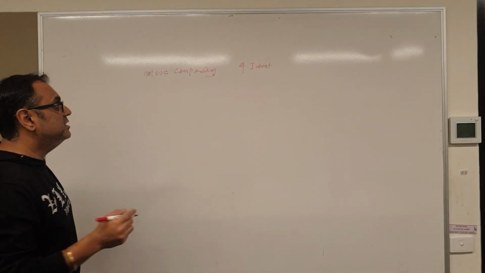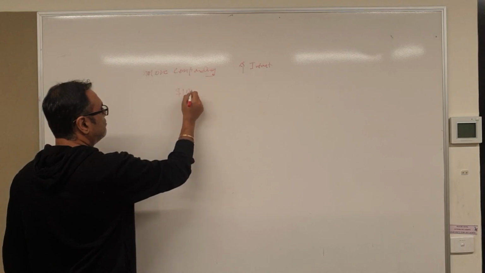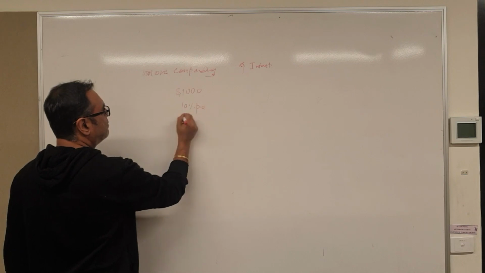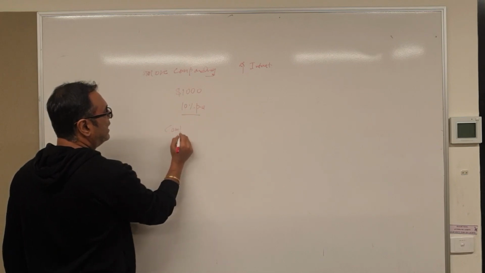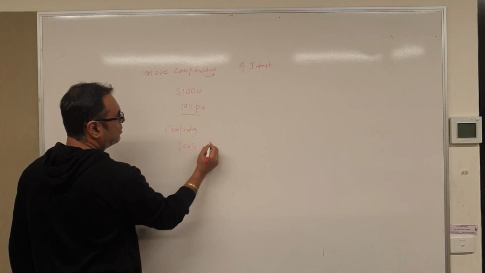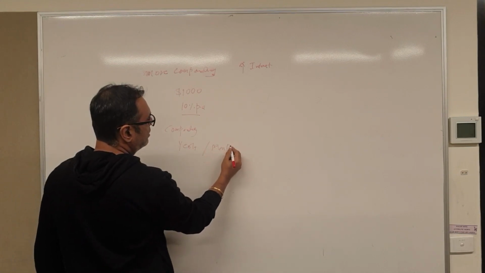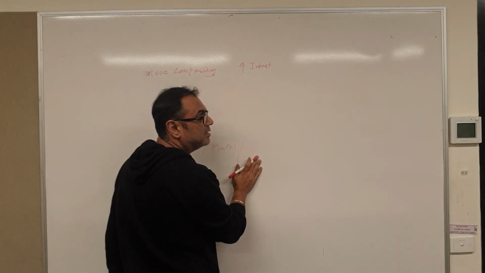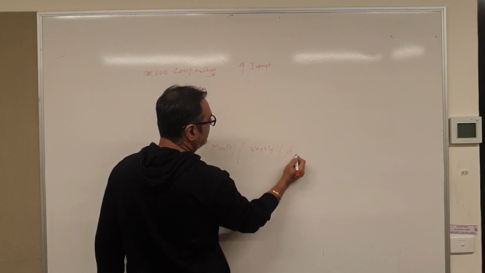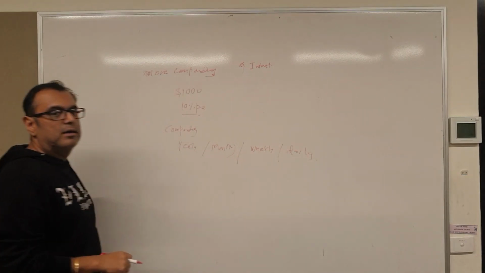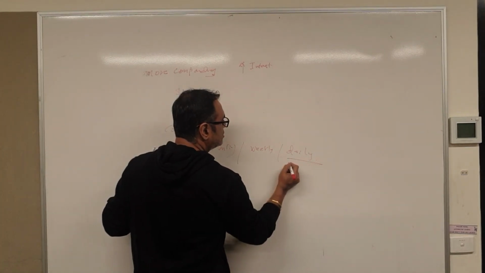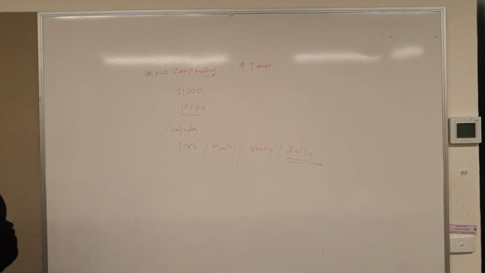So if a person has invested $1,000 for, let's say, 10% per annum, compounding yearly versus monthly versus weekly versus daily, that person is going to earn maximum interest when the compounding is done daily.